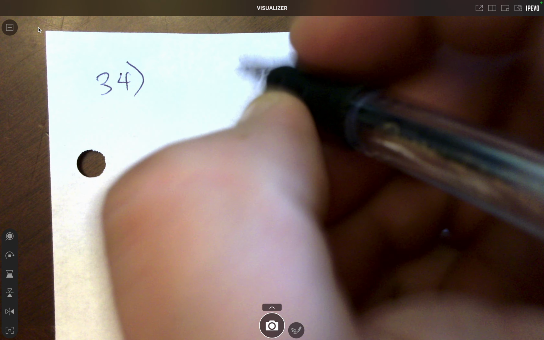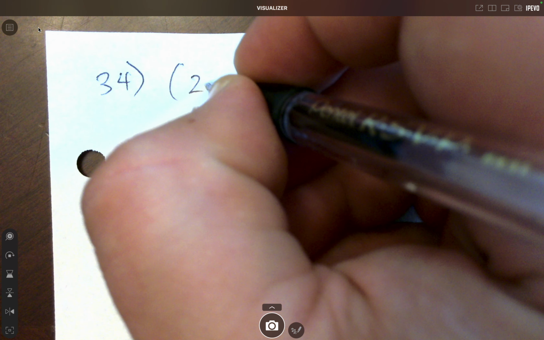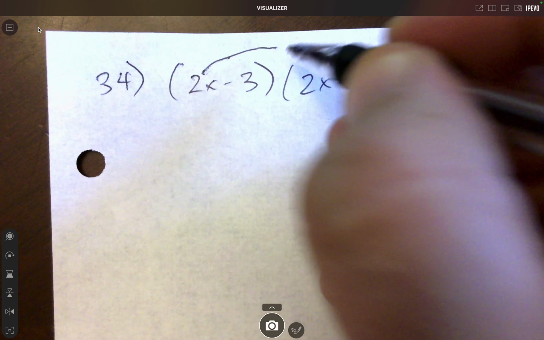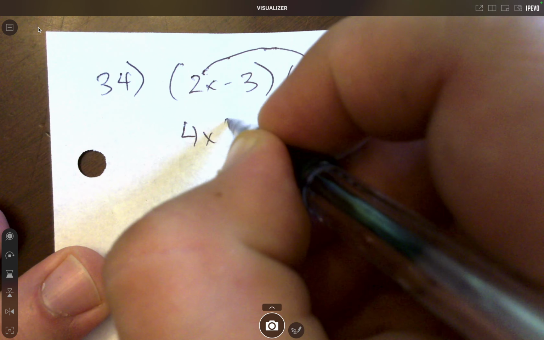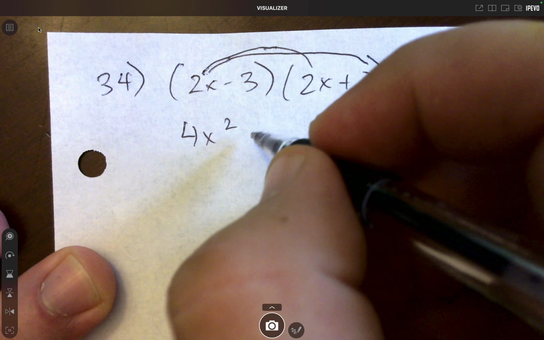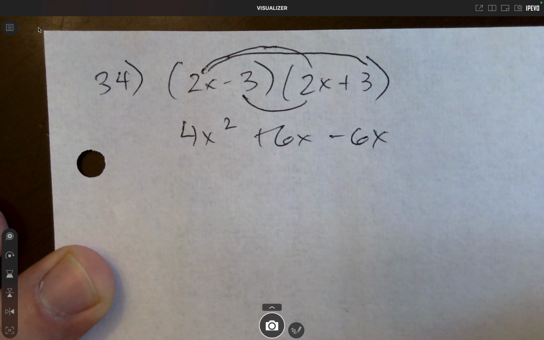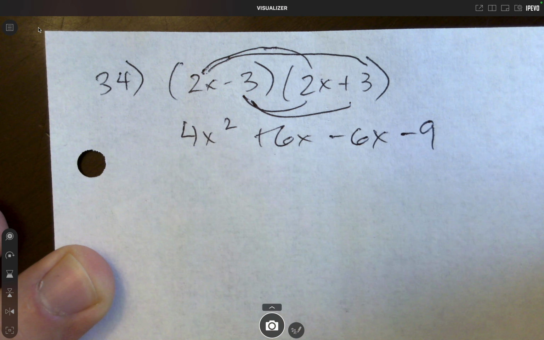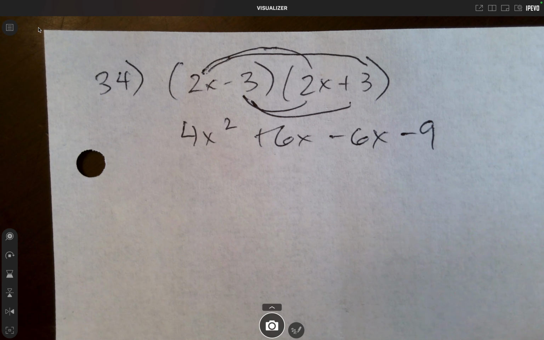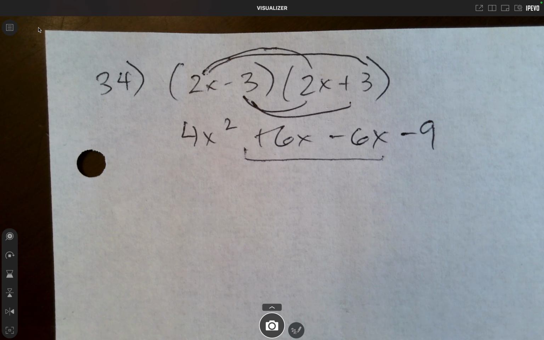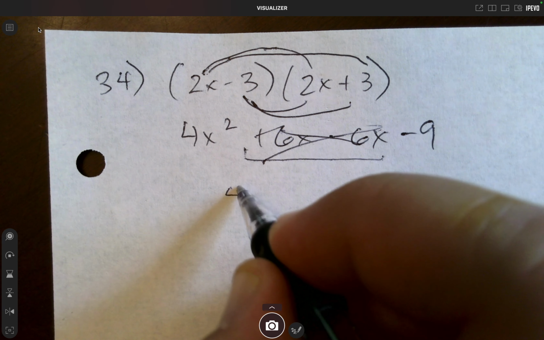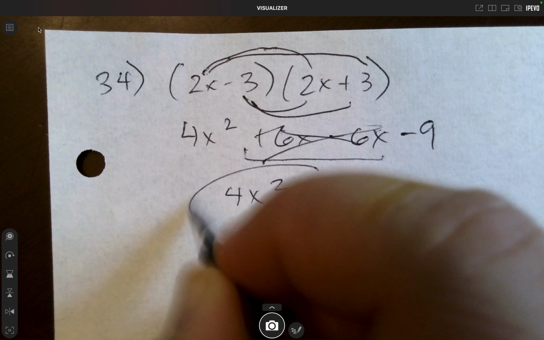34 is also asking us to find the product, so we'll FOIL on this one as well. 2x minus 3, 2x plus 3. 2x times 2x is 4x squared. 2x times 3 is 6x. Negative 3 times 2x is negative 6x. Negative 3 times 3 is negative 9. This time, the two like terms in the middle actually cancel each other out because it's a positive 6 minus 6, so they just go away. And all that's left is 4x squared minus 9.